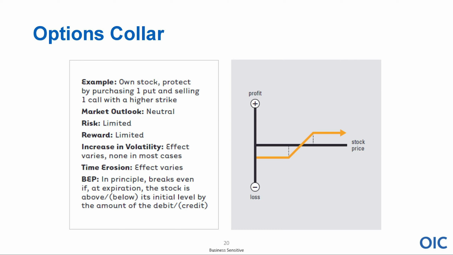Increase in volatility doesn't really affect you one way or the other because I own a protected put. I'm short a call. They both probably go up. And your break-even point, well, it should be pretty close to where you are right now, right?